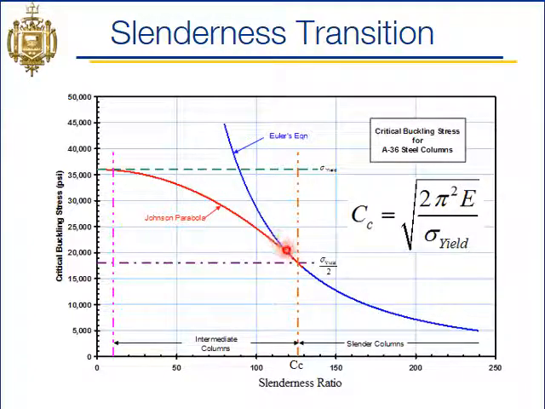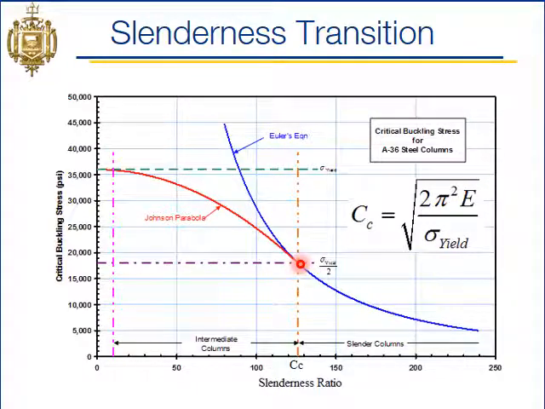It decreases along this red Johnson parabola line until we hit this point here. This point is C sub C, or the critical slenderness ratio. For A36 steel, it's about 126. Here's the calculation for that, so you can calculate that exact number if you'd like. So at about 126 slenderness ratio, we jump off the Johnson parabola and we jump onto this Euler equation parabola here, this blue line.